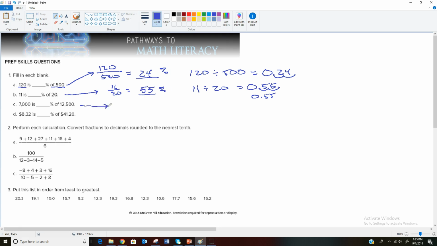So on this next one, we're going to do 7,000 out of 12,500. So 7,000 divided by 12,500 gets you the decimal of 0.56, which then if we change that to a percent, we get 56%. I'll just write it over here. And then it doesn't matter if it has a unit here in front of it. This has a unit of dollars. It's still 8.32, $8.32 out of $41.20. So 8.32 divided by 41.2 gets us approximately, this one we're going to have to round, 0.20194.